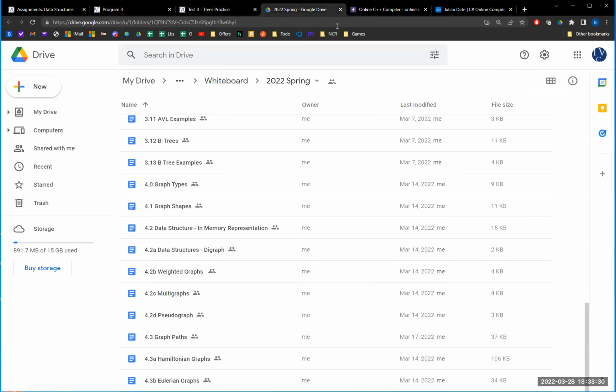Let's see. Okay, so we're talking about Euler graphs. Graphs. So any questions about the graph matrices or lists? Right. At this point, can I understand how that's working? Double check.